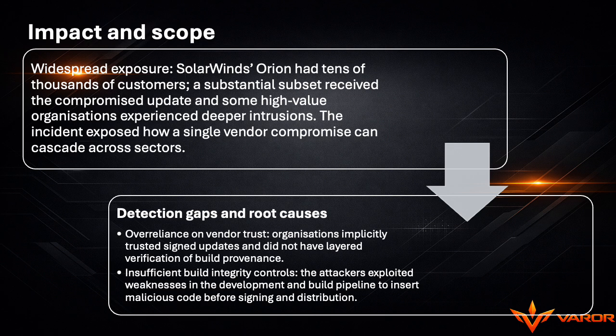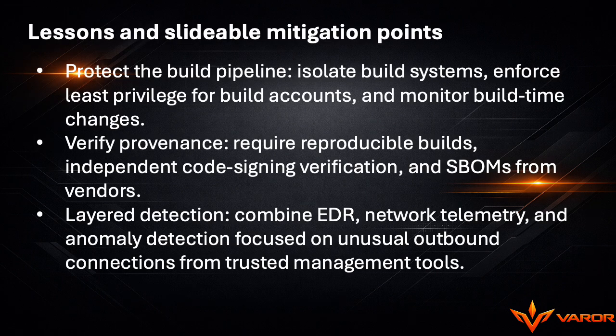Detection gaps and root causes. Over-reliance on vendor trust: organizations implicitly trusted signed updates and did not have layered verification of build provenance. Insufficient build integrity controls: the attackers exploited weaknesses in the development and build pipeline to insert malicious code before signing and distribution. Lessons and actionable mitigation points.